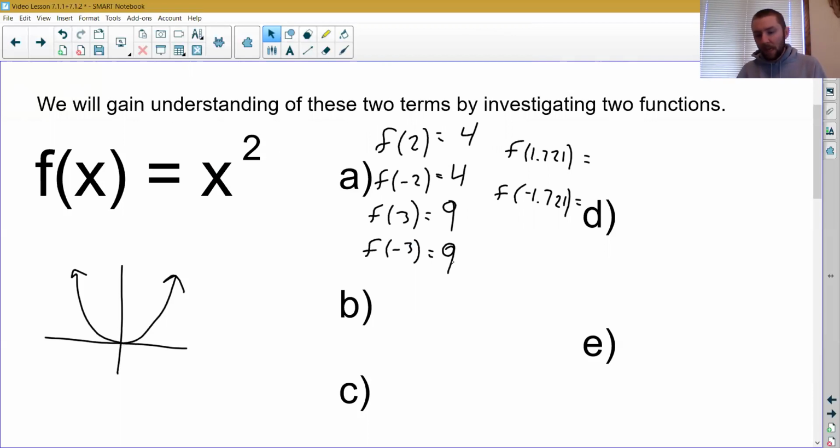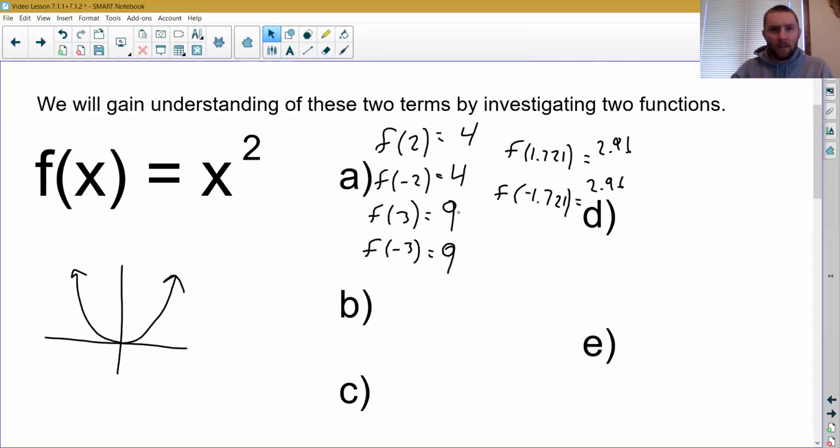The next one I'm going to need a calculator for because I can't do 1.721 squared in my head. But on my calculator, I am told it is 2.961841, about 2.96. So this is approximately 2.96. And then f of -1.721. So if I do -1.721 squared, hey, look, I get 2.961841. So 2.96.